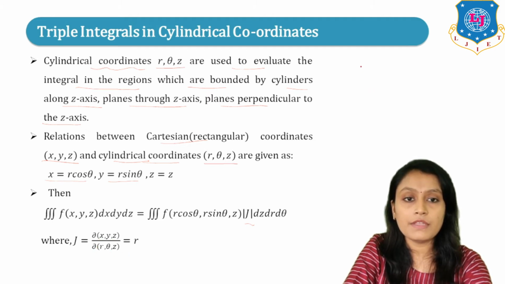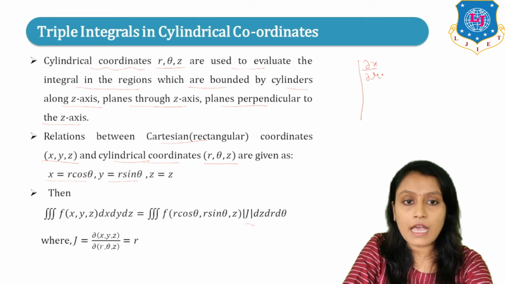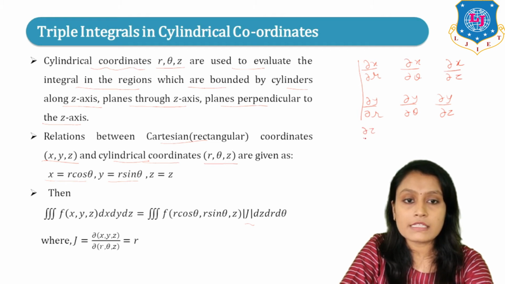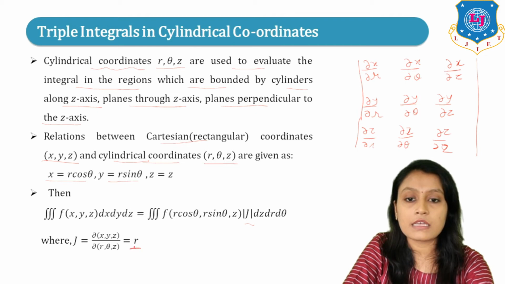So this Jacobian we can simplify as here. Firstly, we will write del x by del r, del x by del theta and del x by del z. Now for y, del y by del r, del y by del theta, del y by del z. And for z we have del z by del r, del z by del theta and del z by del z. So we have to solve this determinant, and on solving this determinant you will get the answer as r. So for that we have this x, y and z.